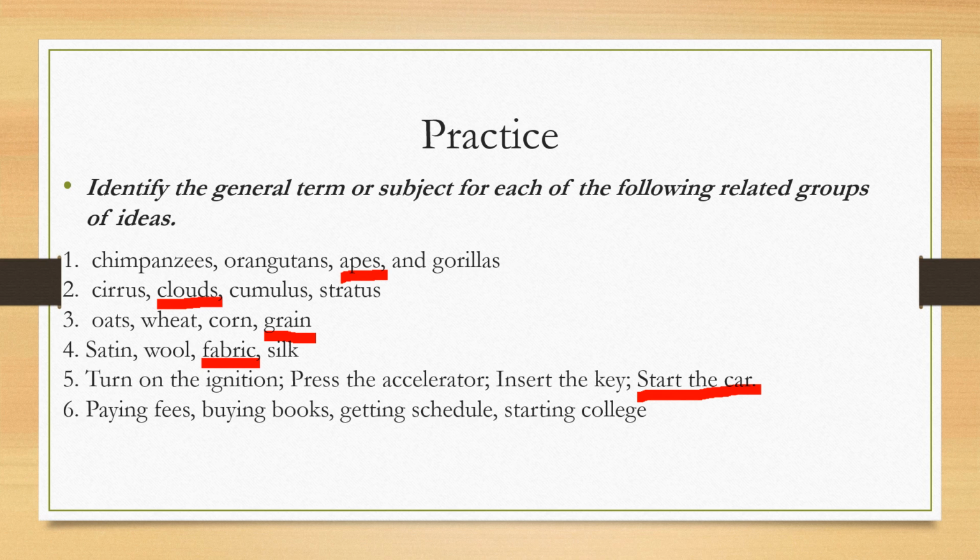Paying fees, buying books, getting a schedule, starting college. Okay, what is my topic here? What am I doing? If you said starting college, you are correct. You have to pay your fees, buy your books, and get your schedule. And those are all things that you do in order to start college.